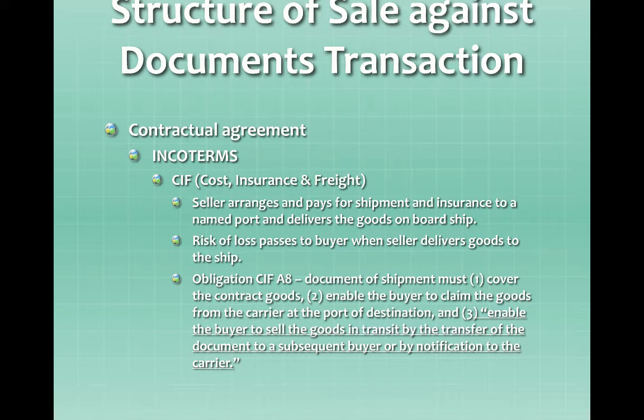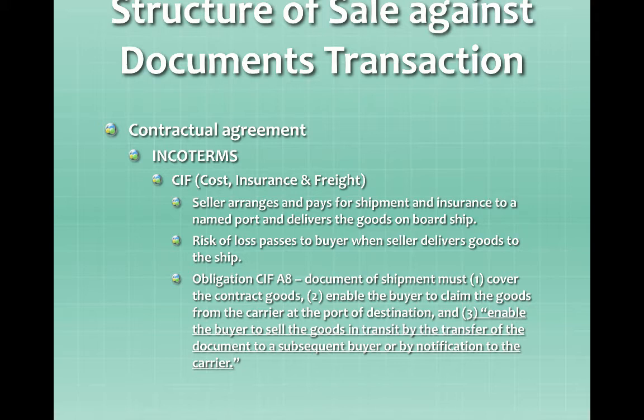The first of these is Cost, Insurance, and Freight, CIF. CIF requires the seller to arrange and pay for shipment and insurance on the goods to a named port, and to deliver the goods on board the ship arranged by the seller. Risk of loss passes to the buyer when the seller places the goods on board the ship. This means that any damage or casualty to the goods after the goods are placed on board the ship is the responsibility of the buyer, or really of the insurance that the seller bought on behalf of the buyer under the seller's obligations pursuant to the CIF Incoterm.